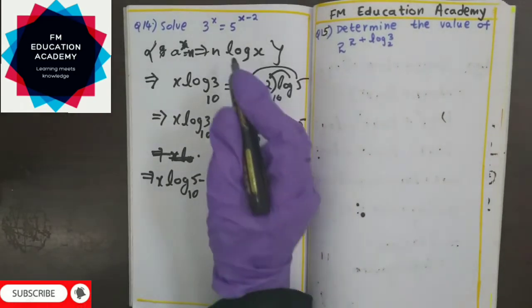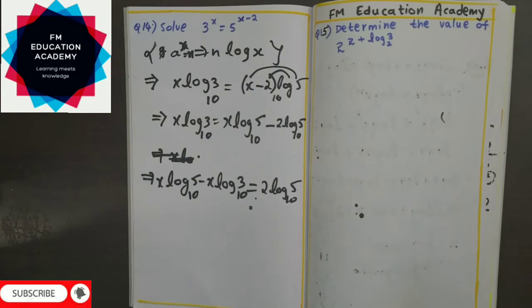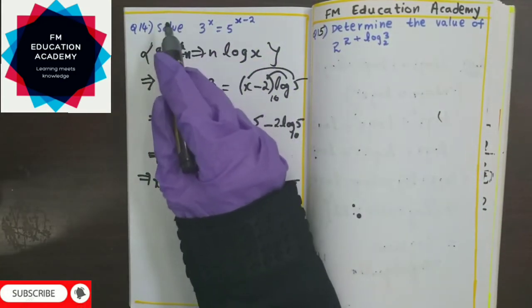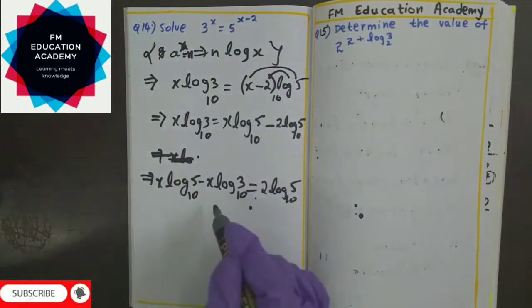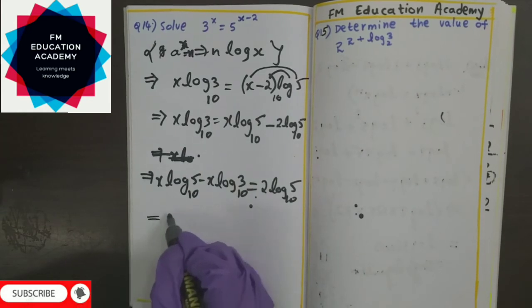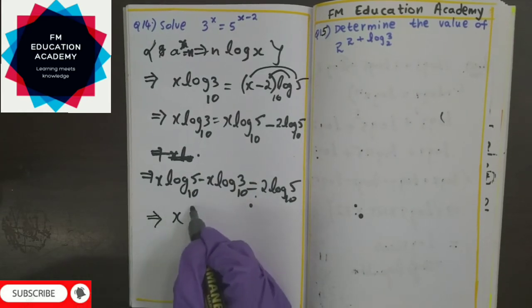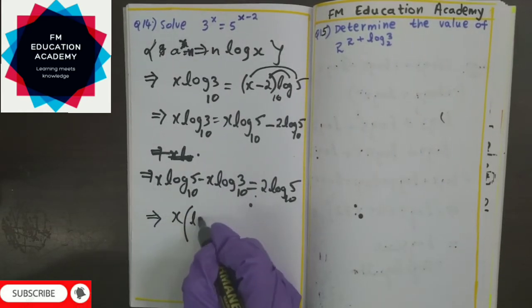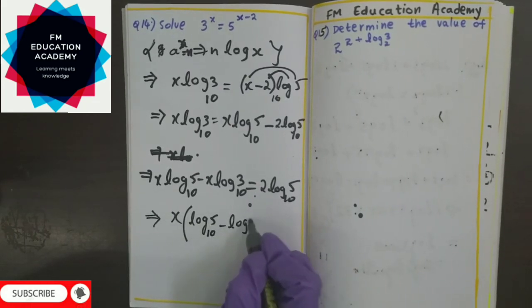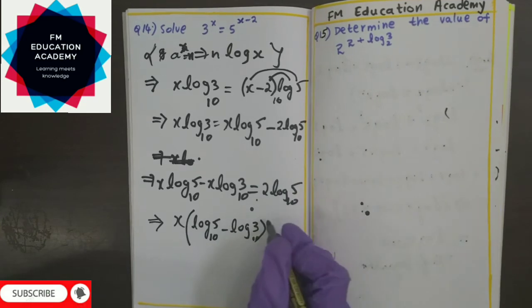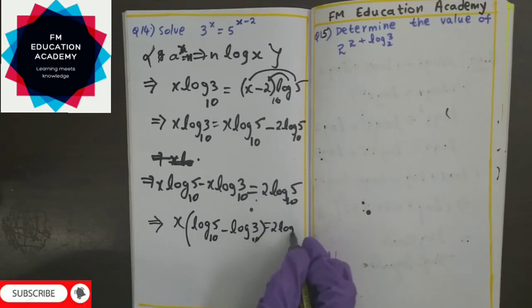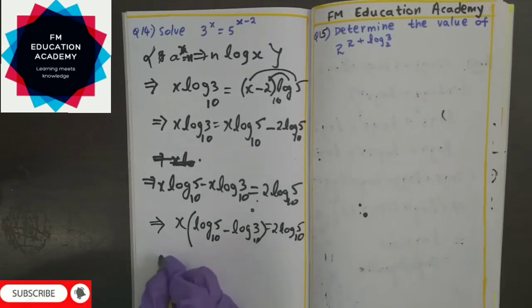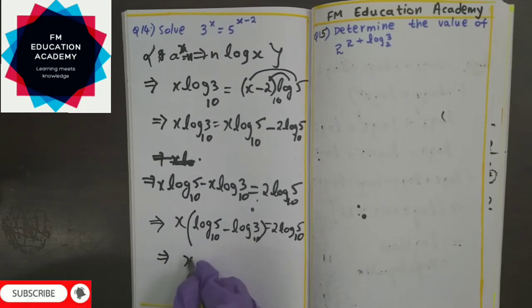Now here I am asked to solve. Solve means, always remember, find out the value of x. So here also I have to find out the value of x. Since I have to find out the value of x, I'll take x common from both. So what is left if I take x common from both the terms? Log 5 to the base 10 minus log 3 to the base 10 is equal to 2 log 5 to the base 10.